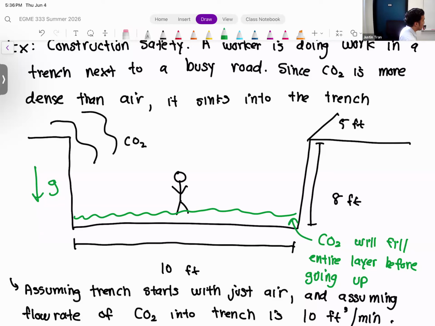So it doesn't make sense for CO2 to fill the trench and just take up a region over here, because that's not where gravity goes. CO2 is going to fill the entire bottom layer first and then build up from there.